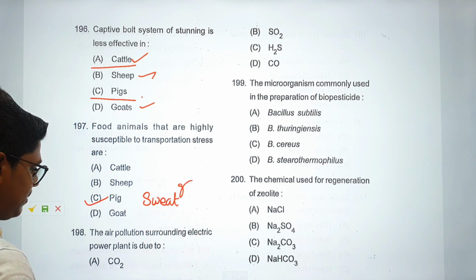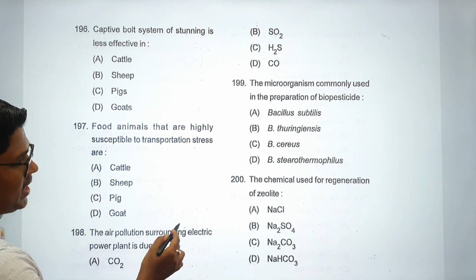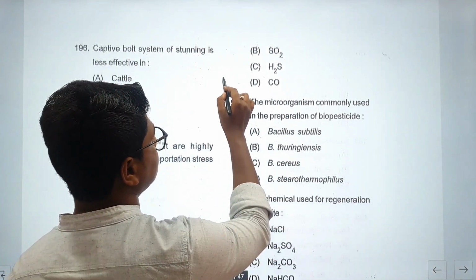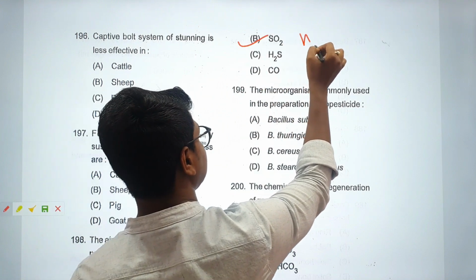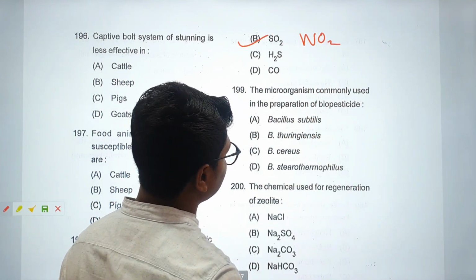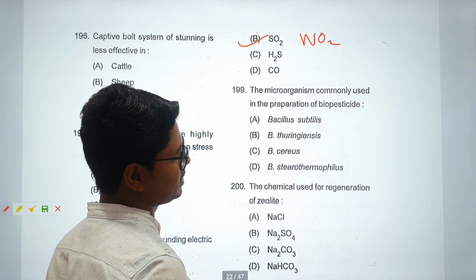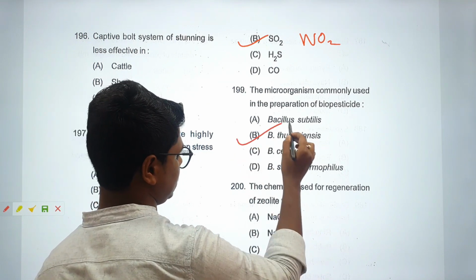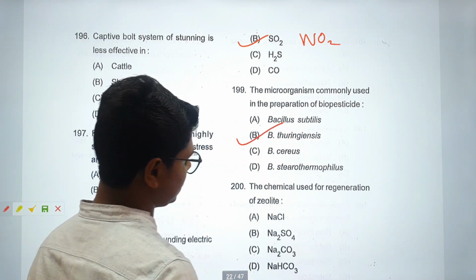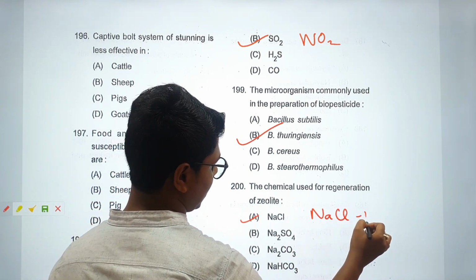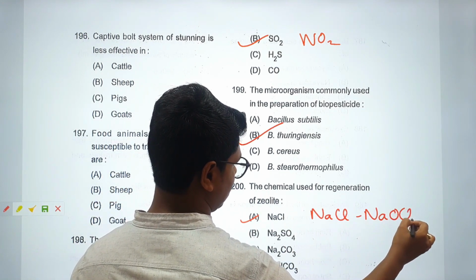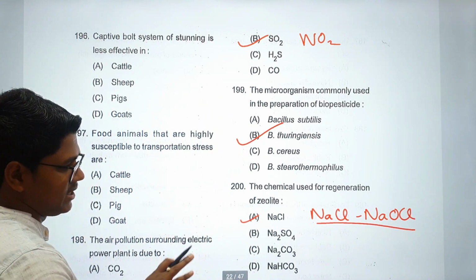The air pollution surrounding an electrical power plant is sulfur dioxide and nitrogen oxide. This is sulfur dioxide and nitrogen oxide, SO2 and NO2. The microorganism commonly used for the preparation of biopesticide, a very common question, is Bacillus thuringiensis. The chemical used for regeneration of zeolite is sodium chloride, sodium hypochlorite solution, NaOCl. Okay, they are used for the regeneration of zeolite.